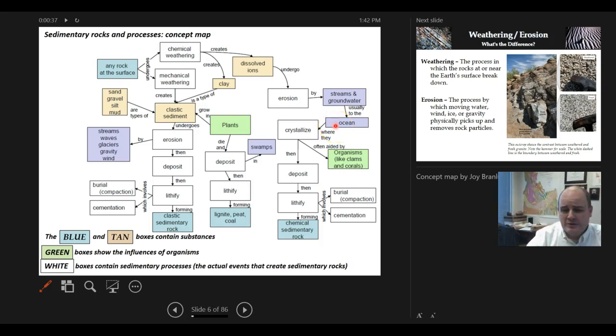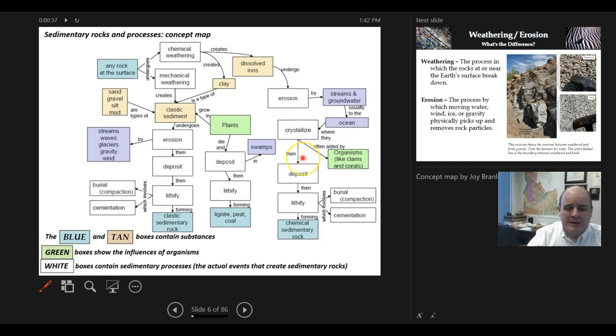Now, if you have too much concentrated in there, it's going to start to crystallize. So things like salt, halite, will start crystallizing out, or can often be aided by different organisms. Just like we take minerals and stuff from our food to make our teeth or bones, other organisms like clams and corals take materials out of the water to make their shells, right?